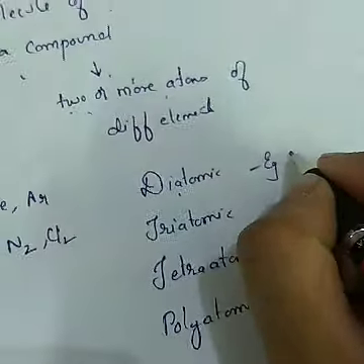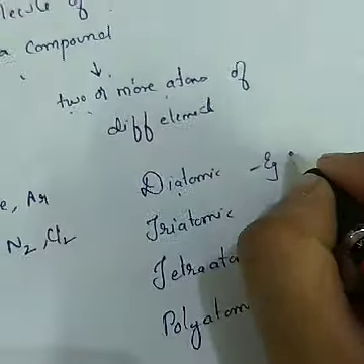Next, what is atomicity? Atomicity is nothing but the number of atoms present in one molecule of a substance. How many atoms are present in one molecule? That is called atomicity. If I ask you what is the atomicity of phosphorus, P4, you will say 4. Okay, we have done molecule of a compound.